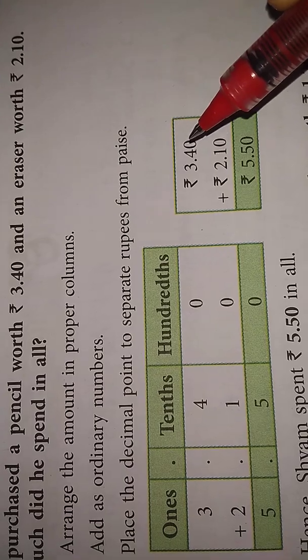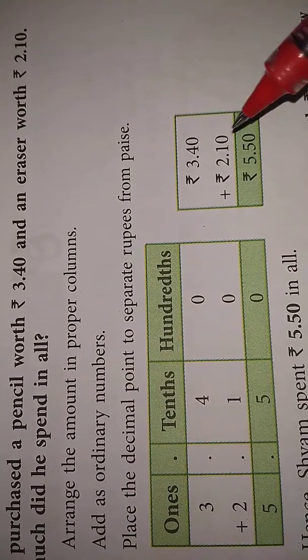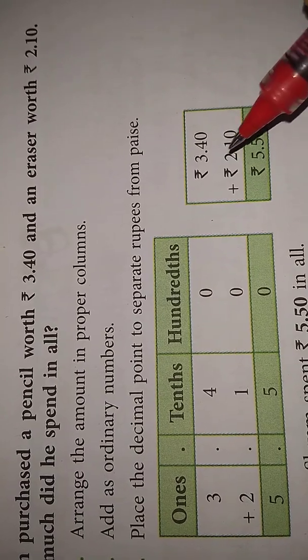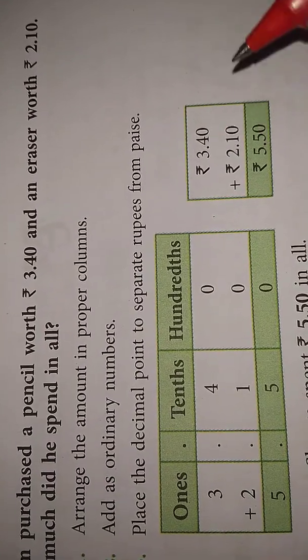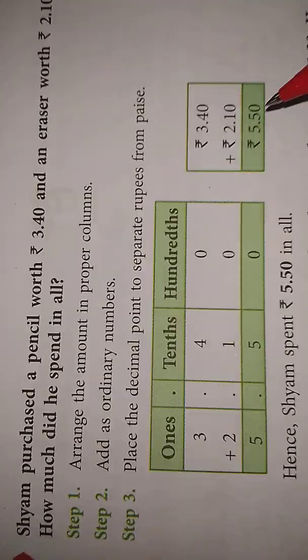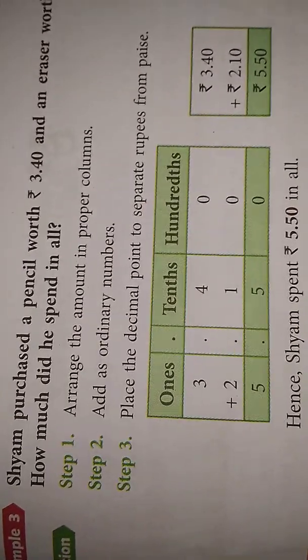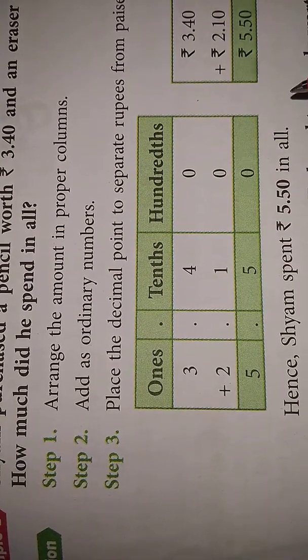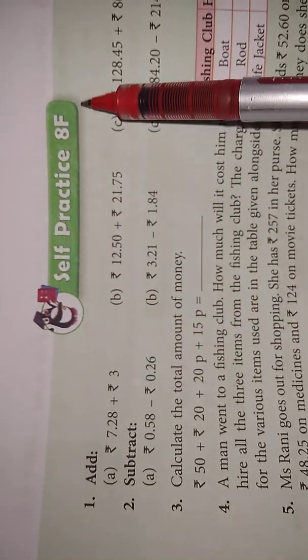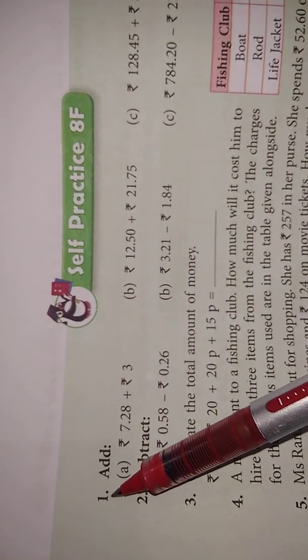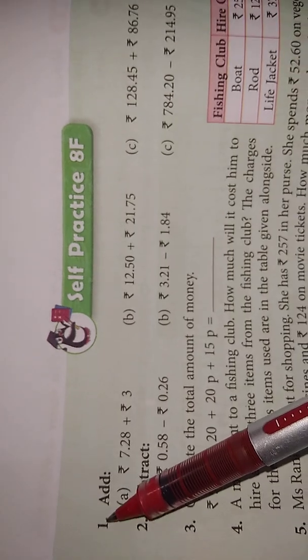Then simply we will add: 0 and 0 will be 0, 4 and 1 will be 5, this dot will come as it is, and 3 and 2 will become 5. So this will become 5 rupees and 50 paise. So hence Shyam spent how many rupees? 5 rupees and 50 paise in all. Now students, in the same manner you will do this question number 1. This question number 1 is your homework.